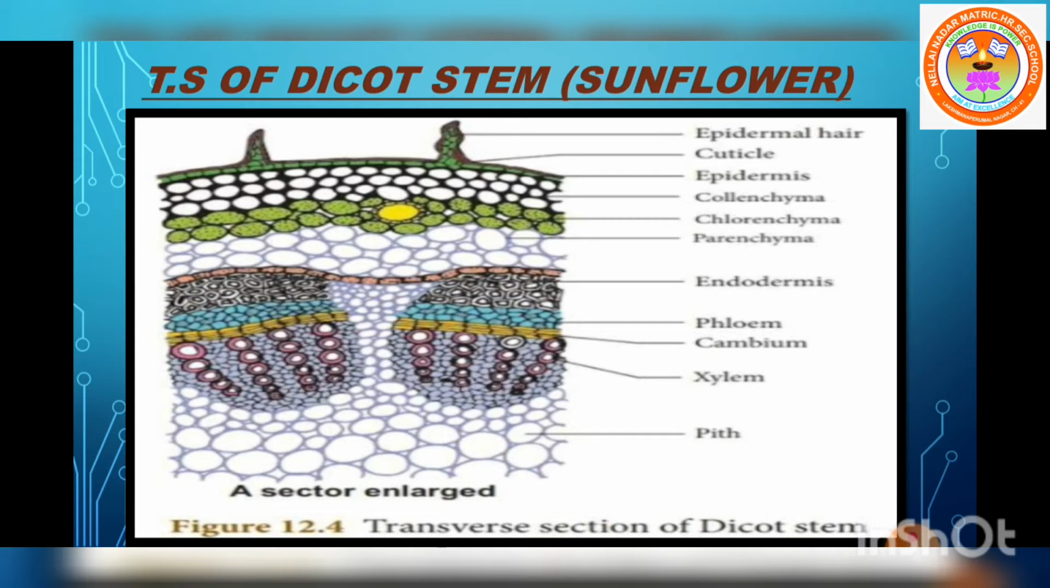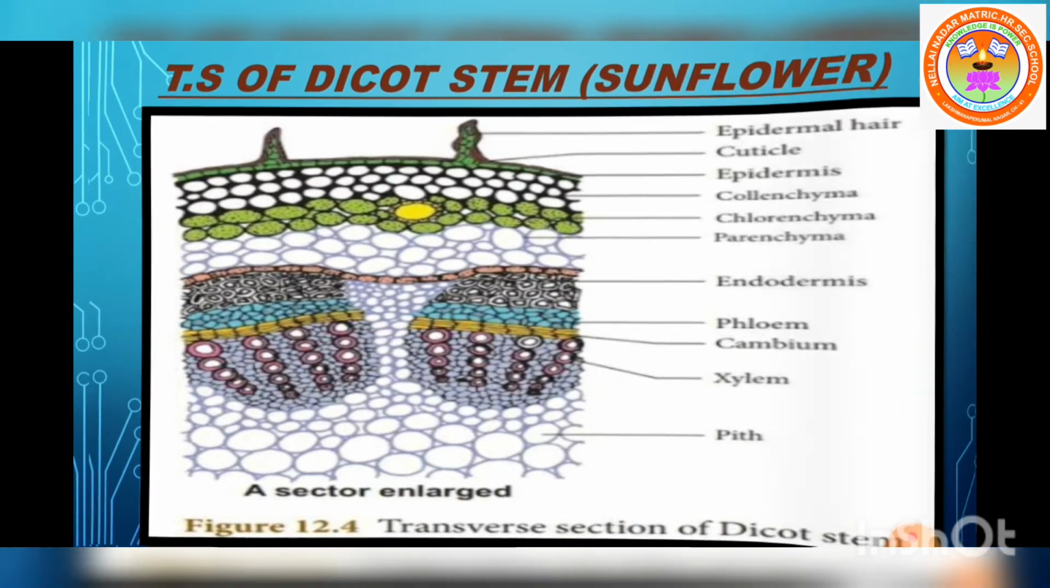This layer is morphologically homologous to the endodermis found in the root. In most of the dicot stem, endodermis with Casparian strips is not developed. In root, we can see Casparian strips and passage cells in the endodermis, but in dicot stem, endodermis with Casparian strips is not developed.